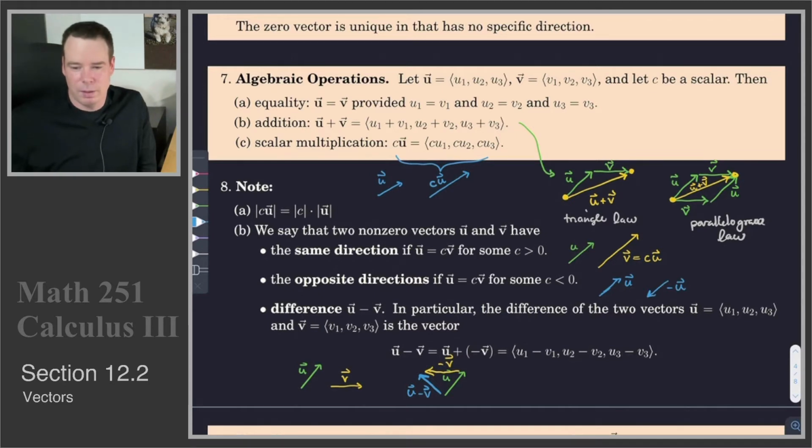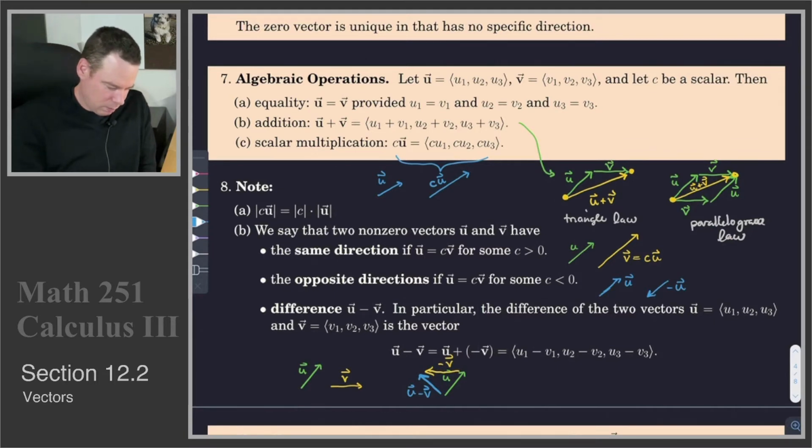So that's one way to think about it. It's just go along u and then attach negative v to the tip of that, go along negative v, and that gives you the vector from the tail of u to the tip of that vector where you've placed negative v. That's one way to think about the difference.